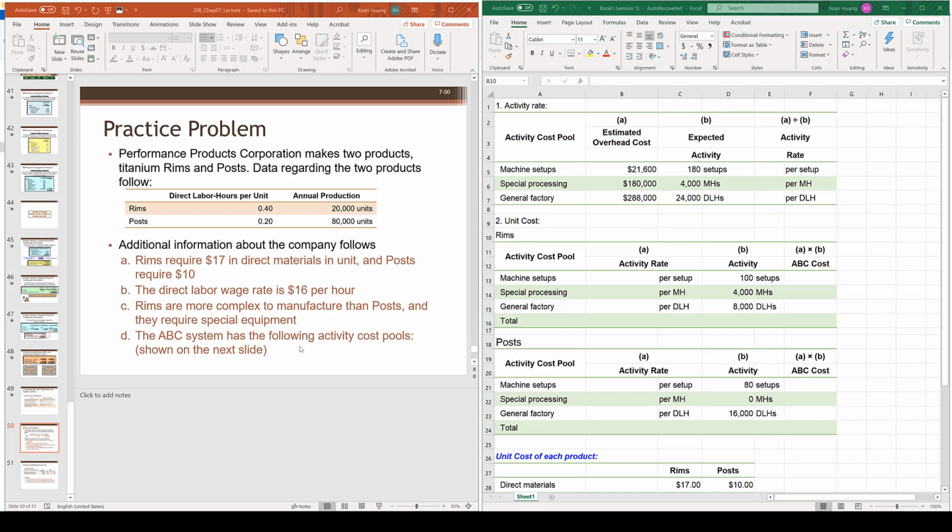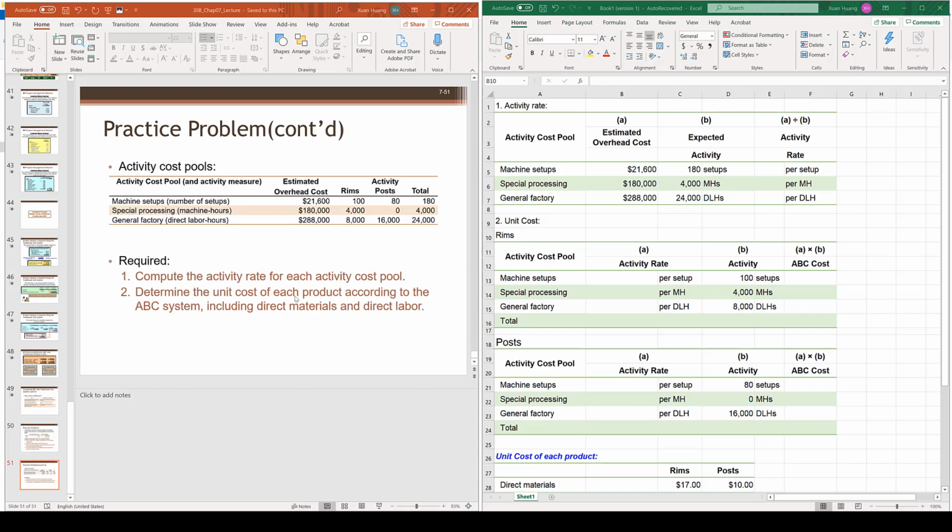The ABC system has the following activity cost pools. The corporation has three activity cost pools: machine setups, special processing, and general factory. For each activity cost pool, we know the activity measure, the estimated overhead cost assigned, and the level of activity consumed by rims and posts.